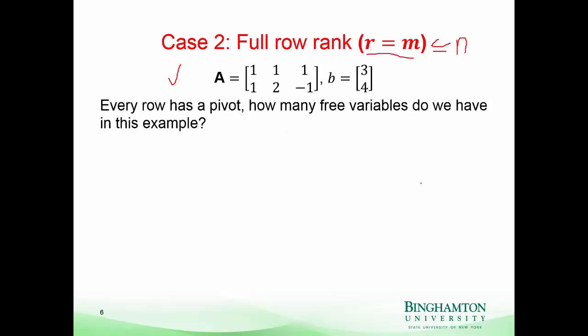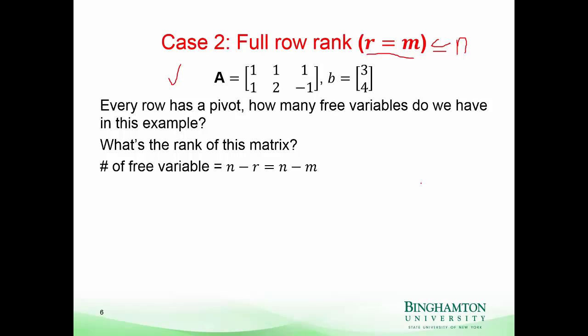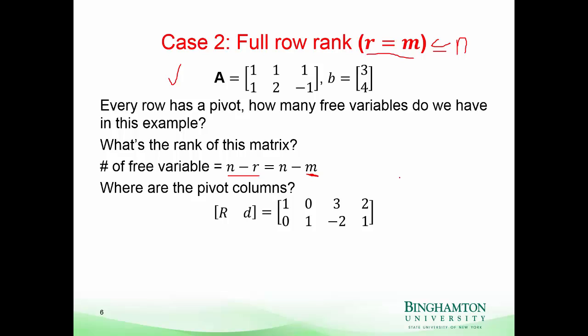So in this case, every row has a pivot. And so how many free variables do we end up having? And what's the rank of this matrix? These are questions that we would like to know. In this case, the number of free variables will be n minus r, but our rank is equal to m, so it's going to be n minus m. And we can find where the pivot columns are. So here's an example for this matrix. We can reduce it to this form. This is the reduced row echelon form.